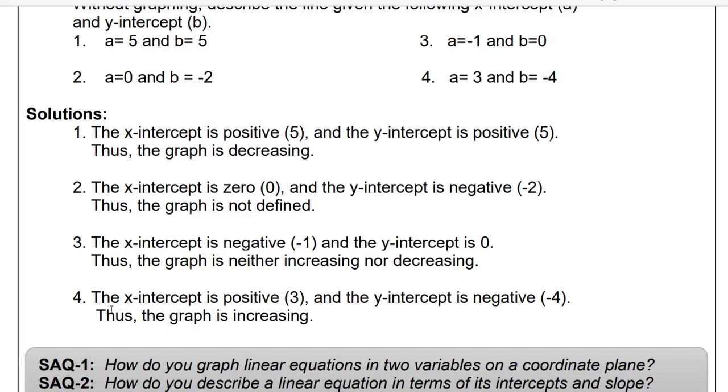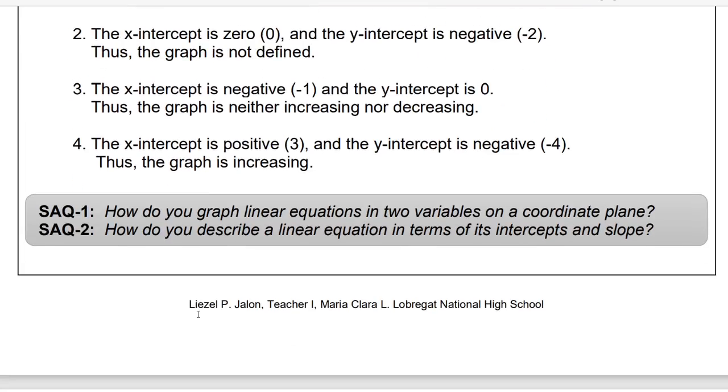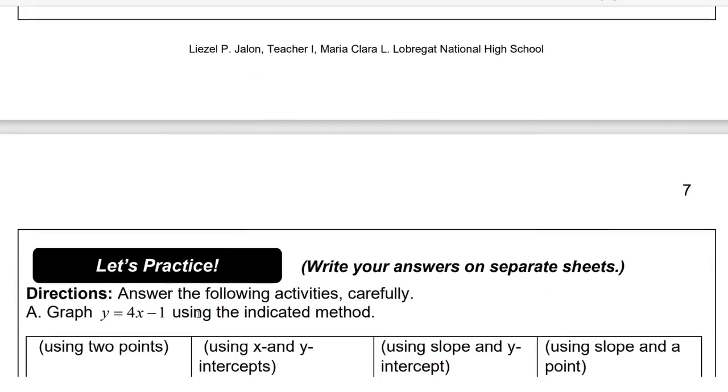Okay, next. The x-intercept is positive and the y-intercept is negative. Okay, positive ang x, negative ang y. Therefore, the graph is increasing. So that is describing using the table. Just look at the table.